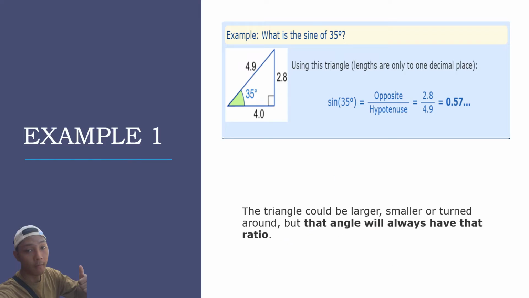As you can see, this is one example of a question. What we need to find here is the sine of 35 degrees. By using the sine formula, sin theta equals opposite over hypotenuse. So sin 35 equals opposite 2.8 divided by hypotenuse 4.9, which equals 0.57. The triangle could be larger, smaller or turned around, but the angle will always have that ratio.